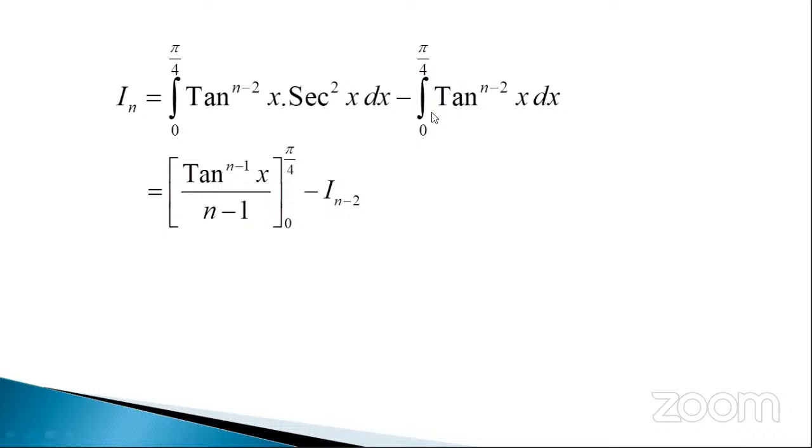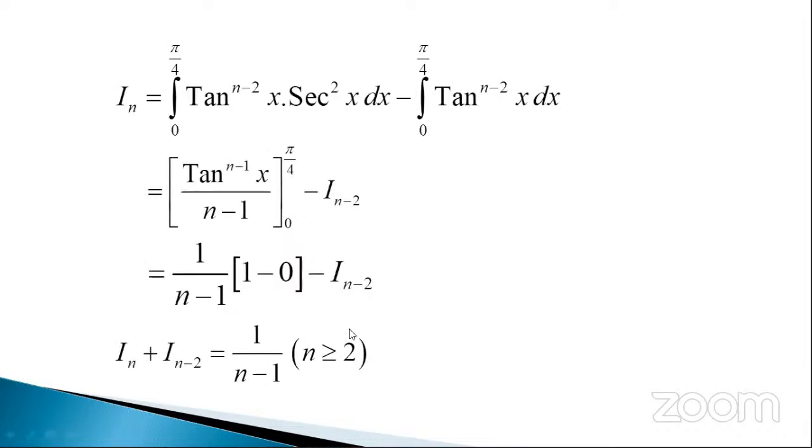Whereas this term can be written as I n minus 2. Am I clear? Now we can apply the upper limit, then minus the lower limit. 1 by n minus 1 is a constant term. Tan pi by 4, whatever the exponent may be, tan pi by 4 equals 1, and 1 to the power of n minus 1 equals 1, minus tan 0, which equals 0. Minus I n minus 2. Now 1 by n minus 1 into 1 equals 1 by n minus 1, minus I n minus 2. This I n minus 2 goes to this side, and it becomes I n plus I n minus 2 equals 1 by n minus 1.